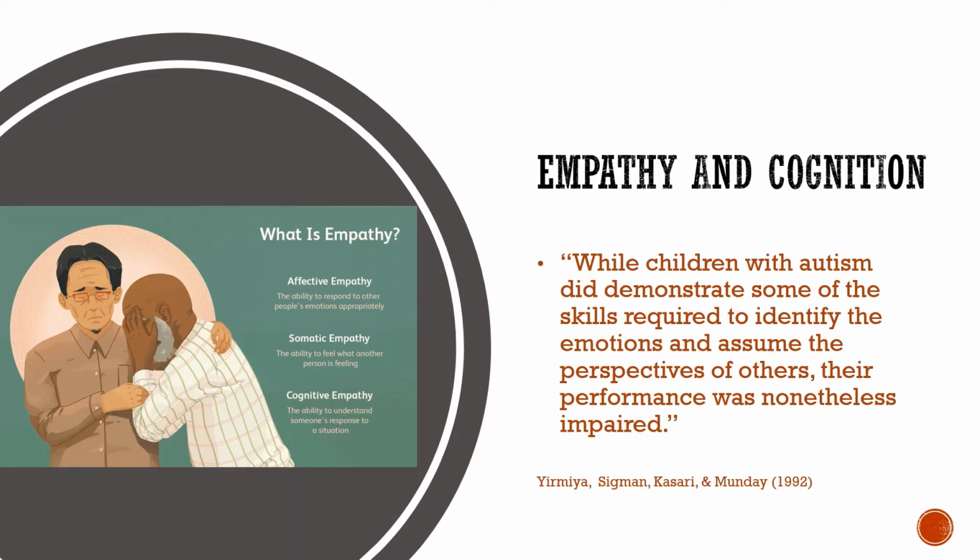In a study conducted by Yirmiya et al. in 1992 on empathy and cognition, the authors found that characterized impairments cannot be assigned in a blanket fashion. Specifically, they found that while children with autism did demonstrate some skills required to identify the emotions and assume the perspectives of others, their performance was nonetheless impaired.